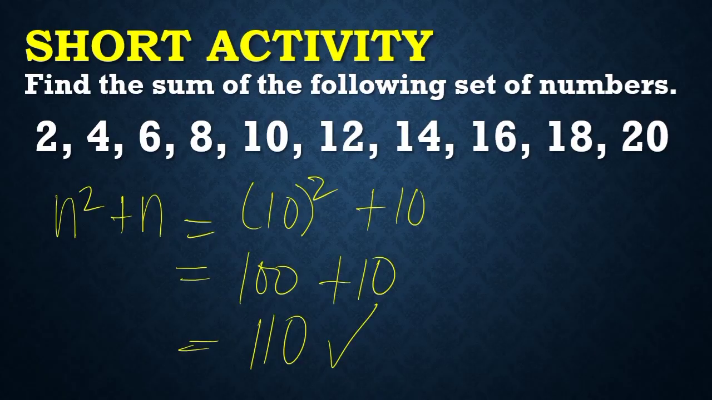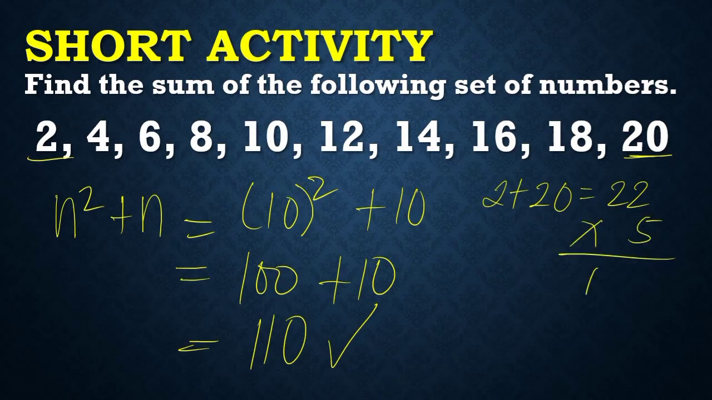Okay. So, again, pag pinag-add natin yung 2 hanggang 20, ang sagot dito is 110. Pwede rin natin i-apply yung technique na 2 saka 20, yung pagpaparisin sila. So, try natin. 2 plus 20, that is 22, di ba? So, ilang pares meron dyan? 5. 22 times 5. Ang sagot, 110. Kamukha lang din nung sagot natin using the formula.